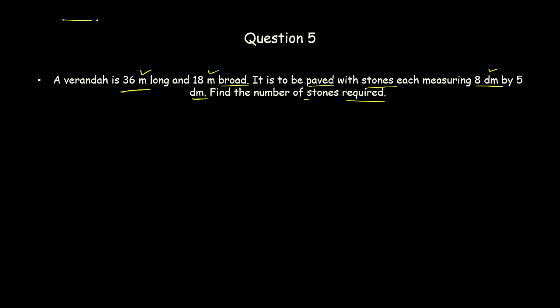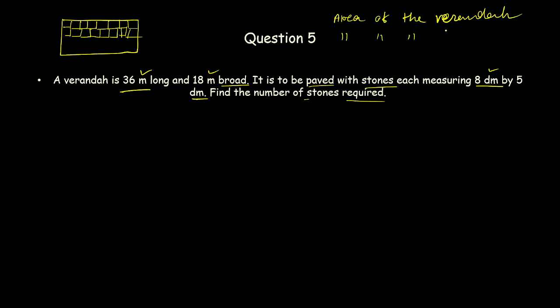Suppose this is a veranda and it will be filled with stones like this. So how can we calculate the total number of stones? For that we need to find the area of the veranda first, then calculate the area of each stone. If we divide the area of the veranda by the area of each stone, we will get the number of stones, right?